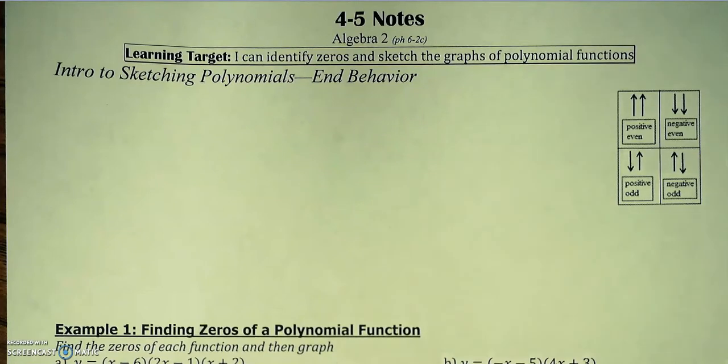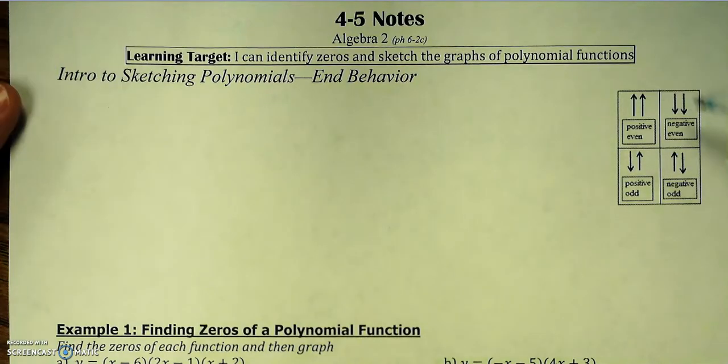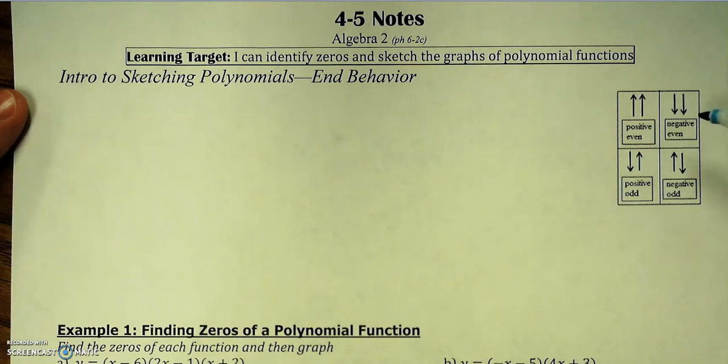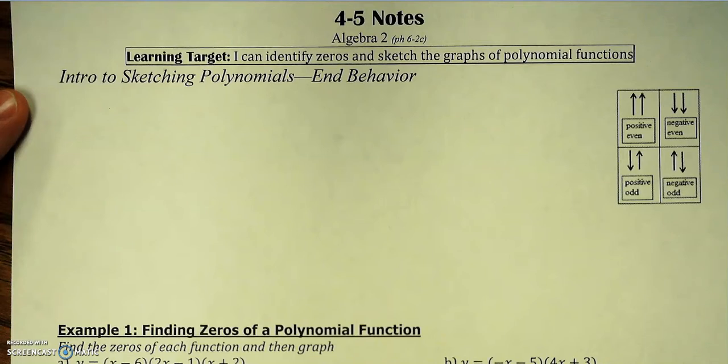Okay, today we are going to do sketching. These aren't going to be super accurate, but sketches of some polynomial functions and what it means to have end behavior. Over here to the side, you'll see I have a little chart of all the possible end behaviors. To talk about what I mean there, I'm going to just use this blank space right here.